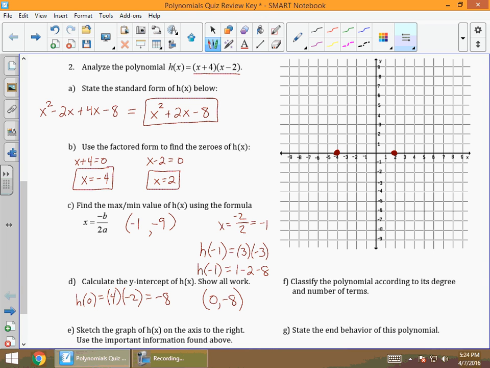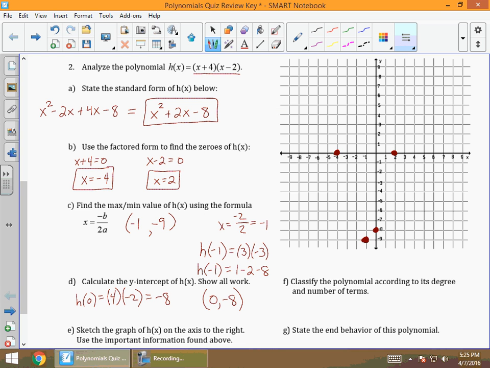I know that I have a maximum or minimum value at negative 1, negative 9. So negative 1, negative 9 is down here. And I also have a y-intercept of 0, negative 8. So 0, negative 8. It's right there. So using those 4 points and knowing that this thing is a quadratic, because it's raised to the second power, I know that this is a parabola.